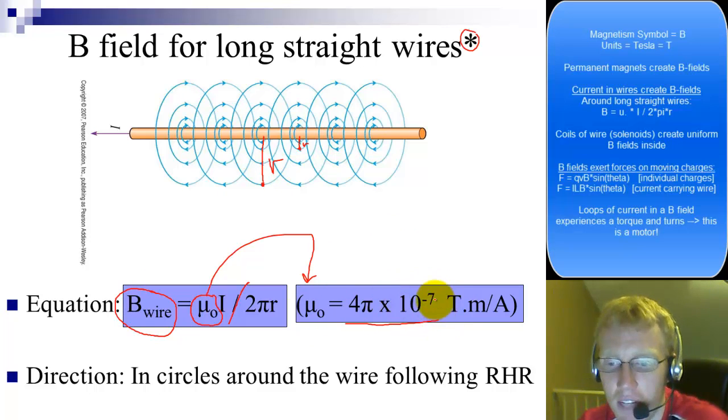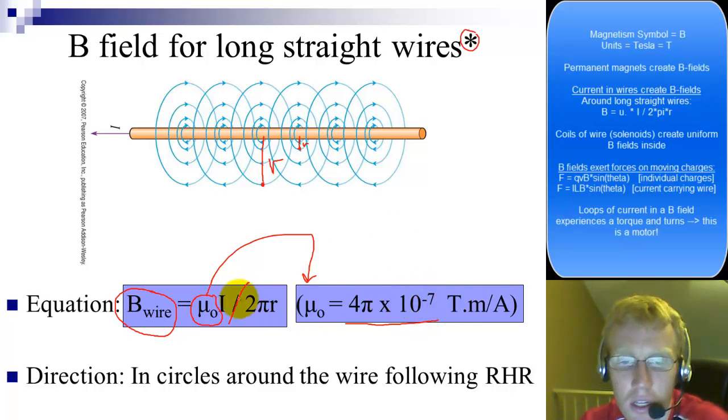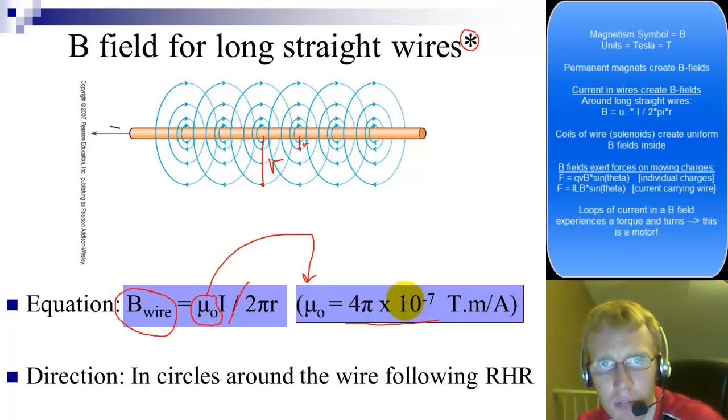Notice that the constant is really small. It's 10 to the negative 7th. And so, if you're looking at a current of 1 amp and a radius of 1 meter, your actual magnetic field is going to be super, super tiny, like 1/1,000,000th of a Tesla. So as I said before, typical magnetic fields are actually much smaller than 1 Tesla.